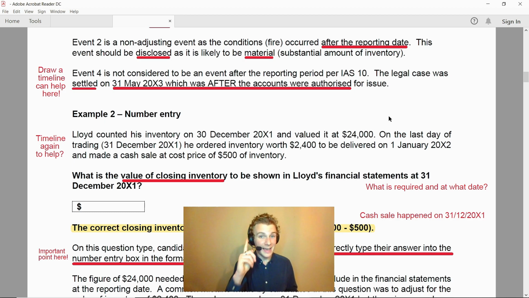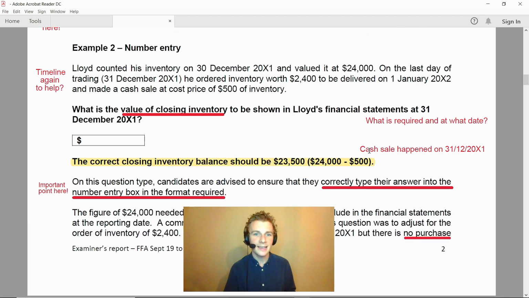So that was question number 1: events after the reporting period, and actually identifying and eliminating potentially right examples. You can see here we've got example number 2 now, and this is an example of number entry, a different test for section A, so we're getting a bit of a flavour for it as well, especially if you've not done any of the practice tests. So we'll just walk and talk it through. You should be able to see the answer, but again, pause it if you want to.